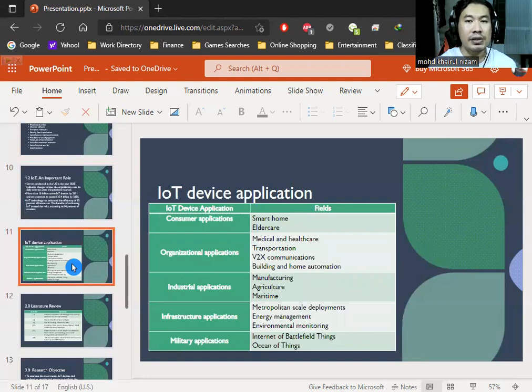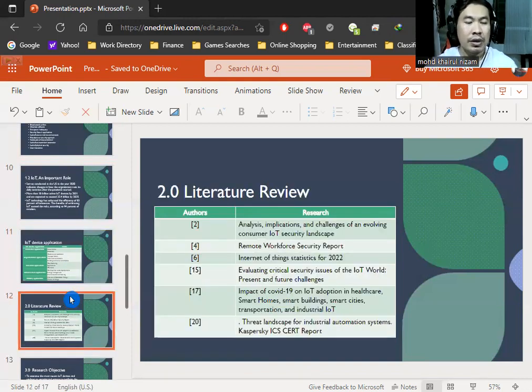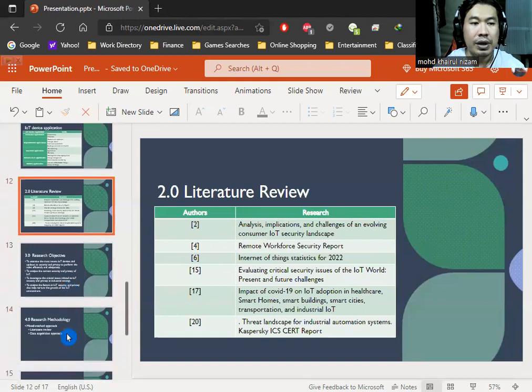This is the extension set of IoT device applications. You can look at the fields of each device application. We can look at consumer, organization, industrial, infrastructure, and military. Okay, this is the literature review that has been referenced.